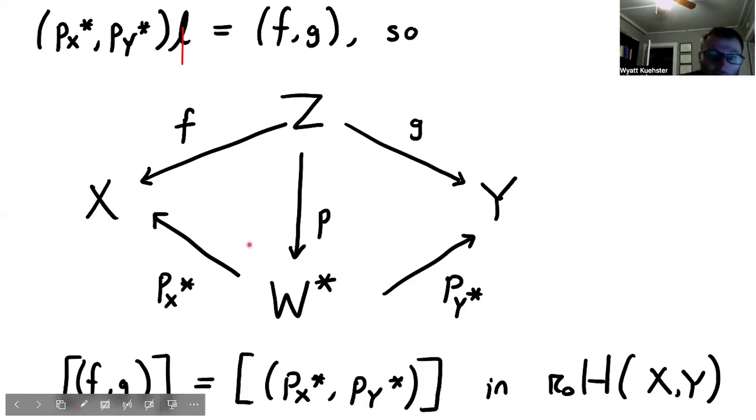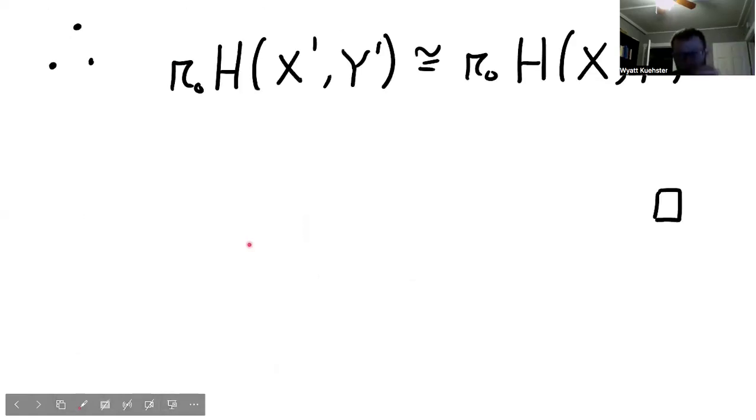We've shown both the compositions are the identity, so gamma and delta are inverse bijections. That's what we wanted to show.